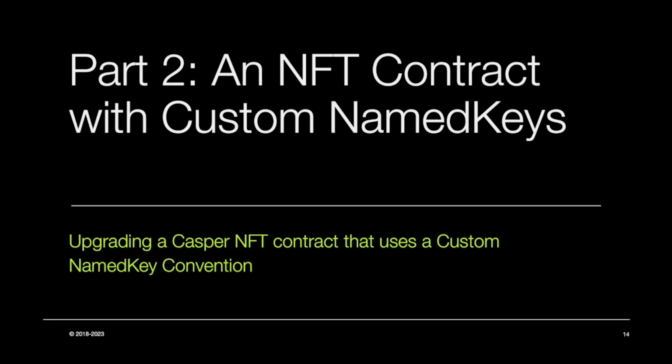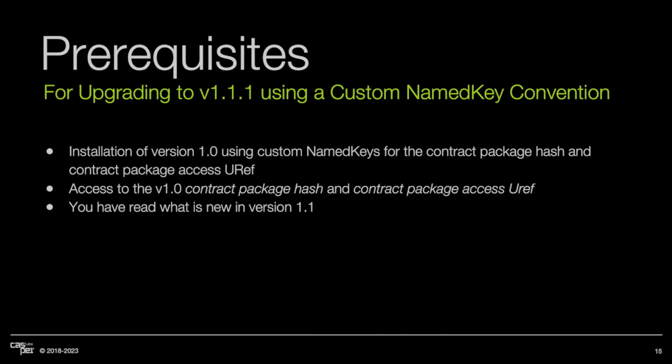Now let's talk about upgrading a Casper NFT contract that uses a custom named key convention. Here are the prerequisites for this part of the tutorial. You have previously installed the contract using release 1.0.0 and used custom named keys for the contract package hash and the contract package access uref. As with the previous upgrade, you have experience with the Casper client and interacting with the Casper network, and you are also familiar with what's new in version 1.1.